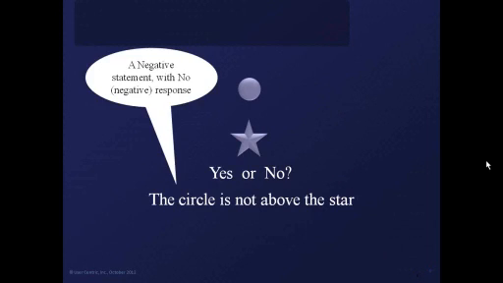Okay, that one was a little bit harder, but it illustrates a property of language that affects and forms our decision making. In this case, it's a negative statement with a no or a negative response. Okay, so a little bit of a parlor game here, but let's make it real for a minute.